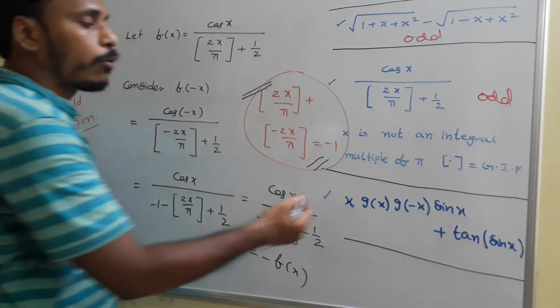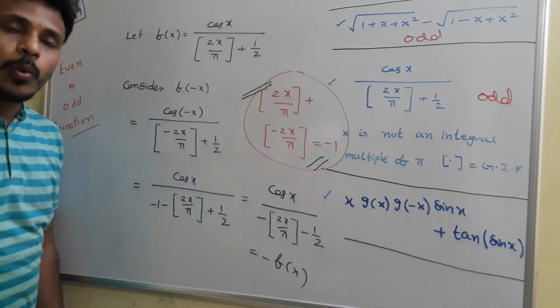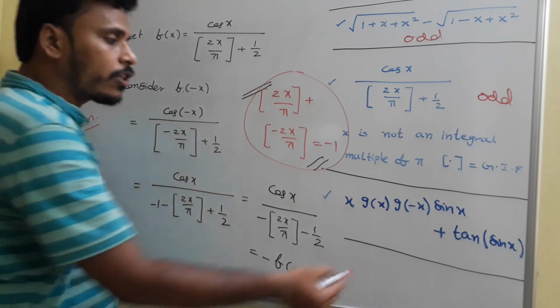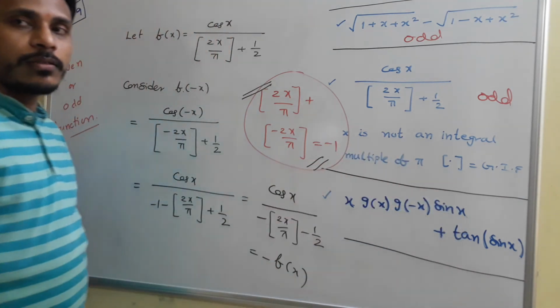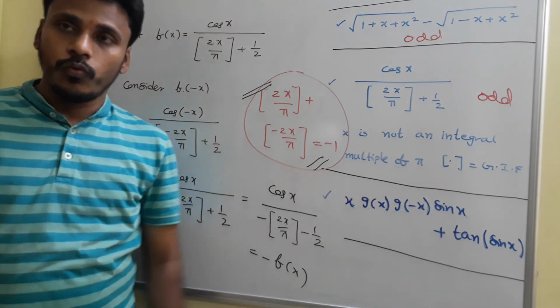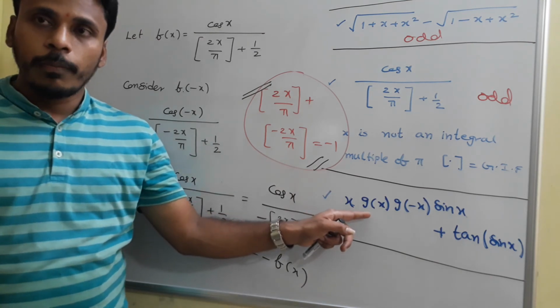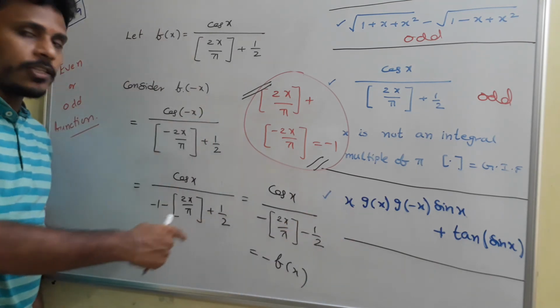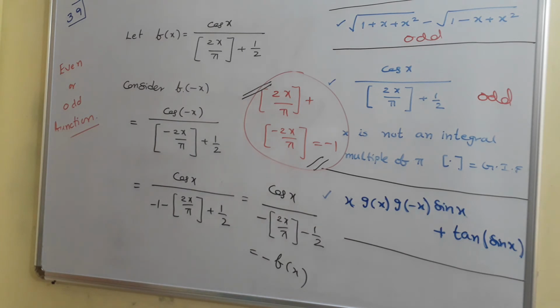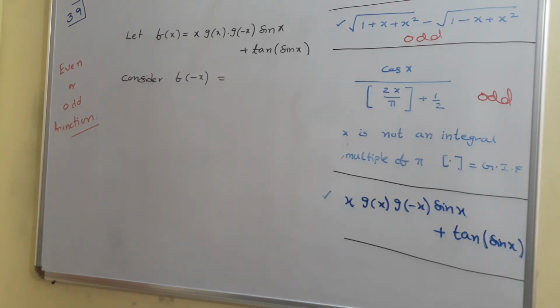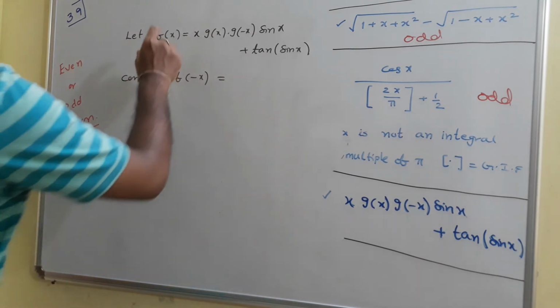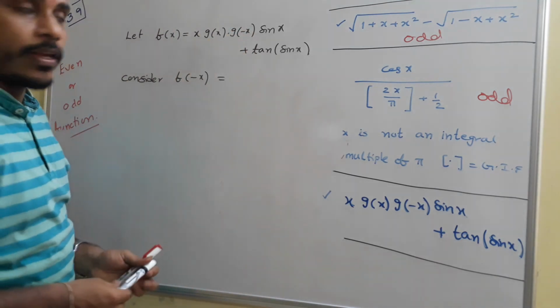And next I have one more thing. Again we need to check whether it is even or odd. This total function is f of x, where g of x is also involved. We need to solve it. Before that, you just have a look at this problem. So now this is our given function, and we need to check whether it is even or odd.